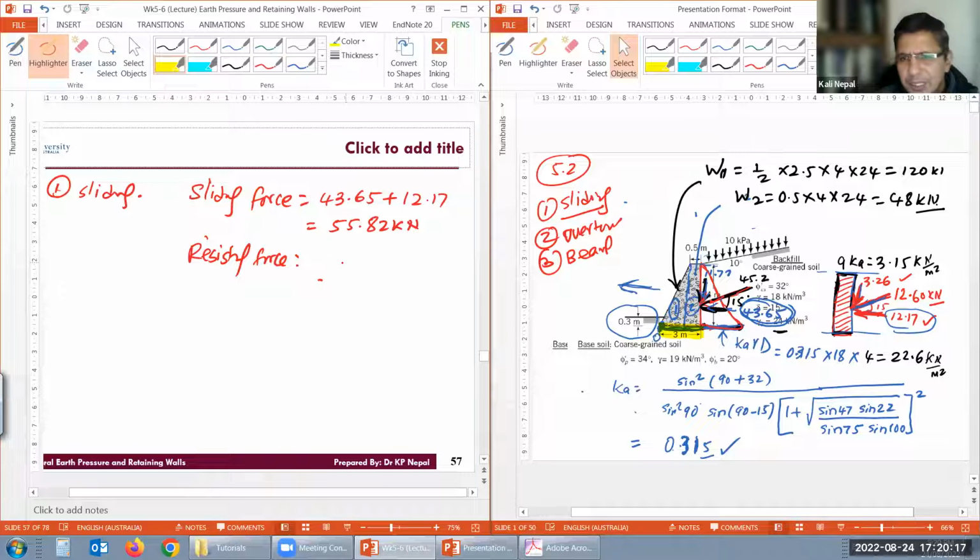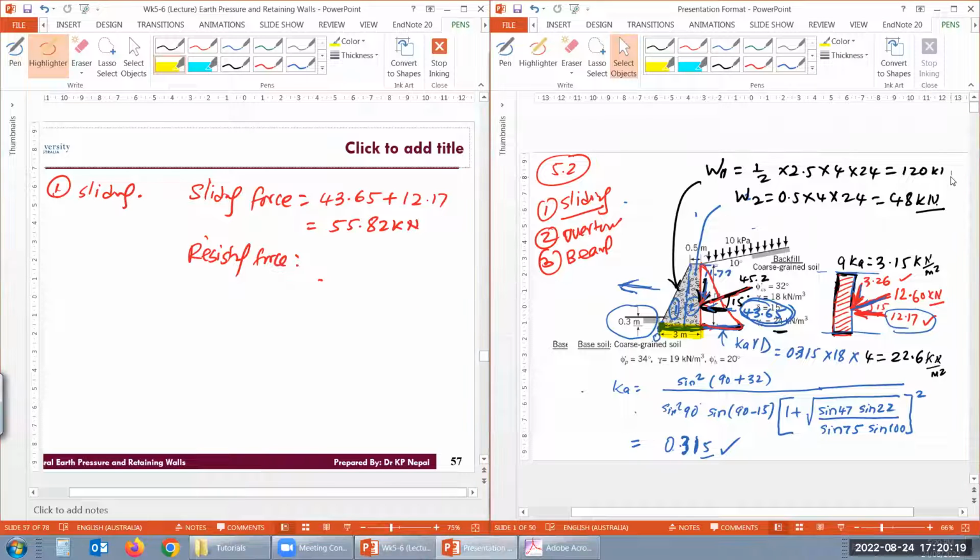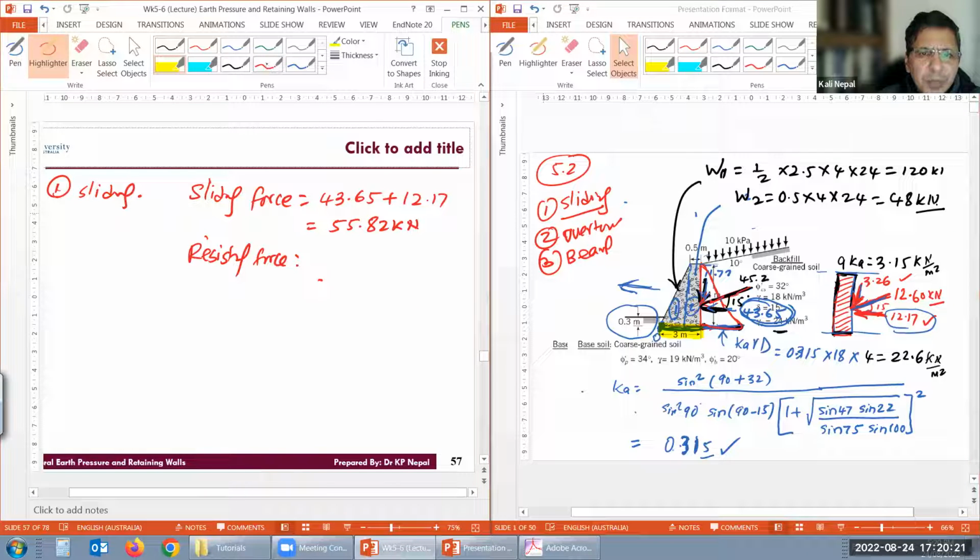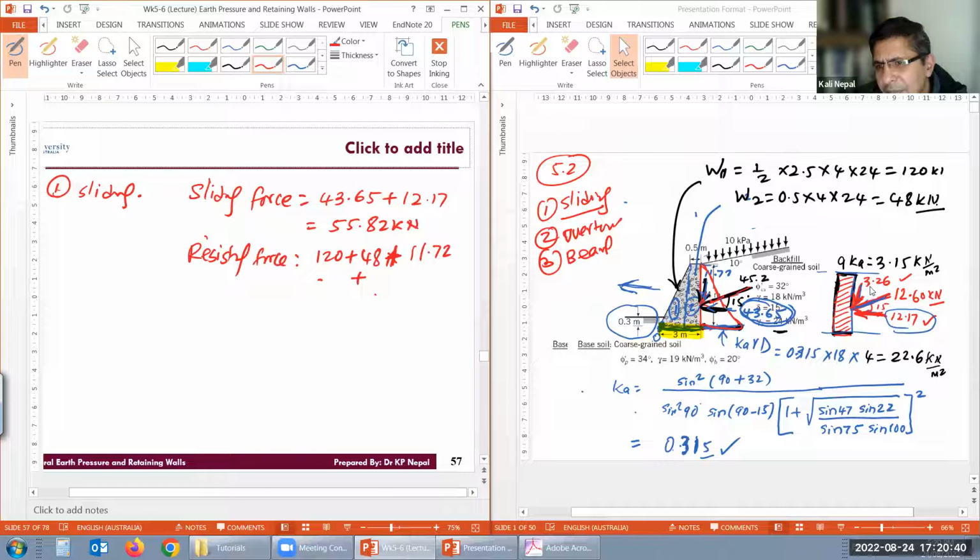Can I do total vertical force? So the first one is 120. Can I write that here? So 120 kilonewton plus 48 kilonewton. That's because of the concrete. But there is a backfill. How much is the vertical here? 11.72. Yeah, that vertical part of the backfill is 11.72, plus how much is that other vertical part?